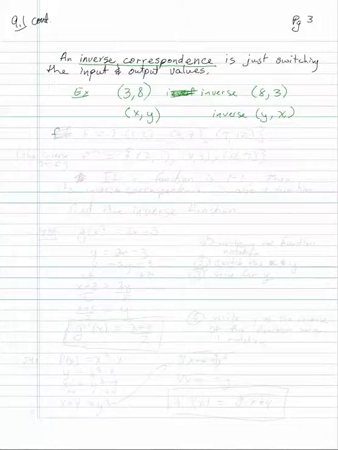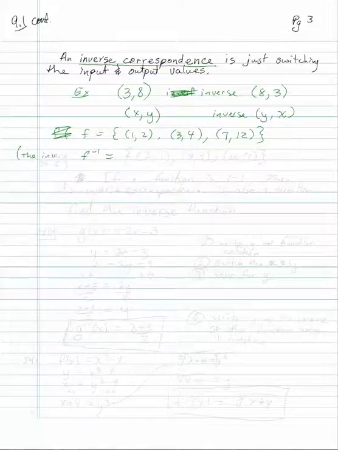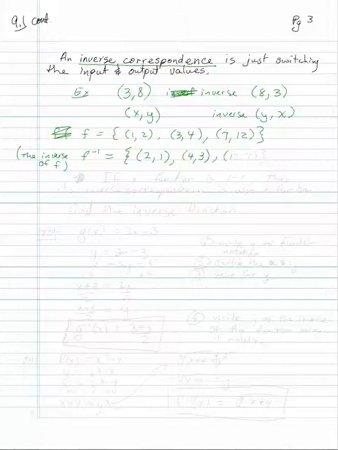Okay, so if we had f is equal to (1, 2), (3, 4), (7, 12). And here's the way you do the notation. F inverse, this is the inverse of f, would be, and you just switch all the x and y coordinates. So (2, 1), (4, 3). So it's the way you go backwards. Get back to where you started. So like if I said take 5 steps forward, the inverse of that would be take 5 steps back.